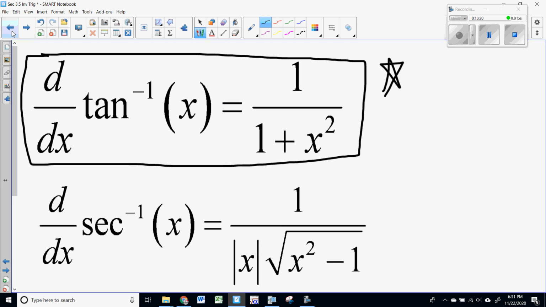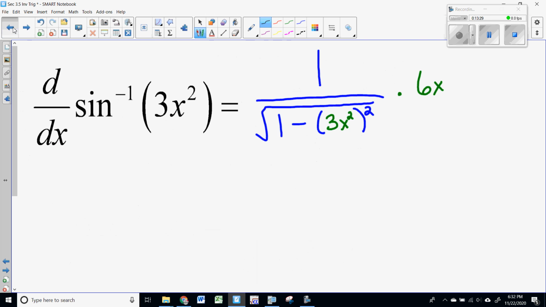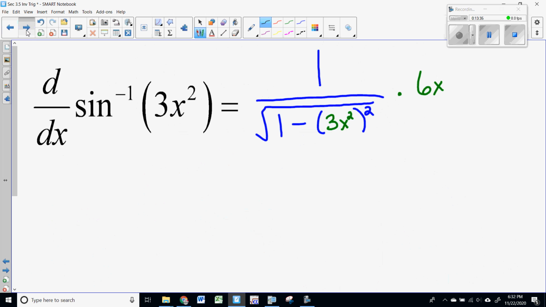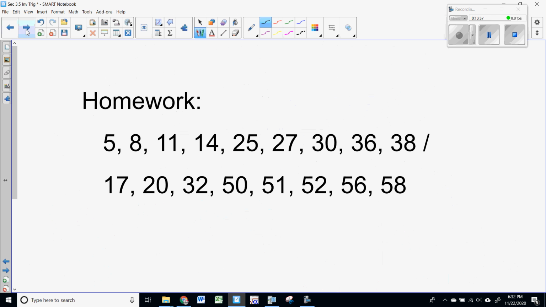So the ones that we have to remember, once again, is inverse tangent, 1 over 1 plus x squared. Similar kind of proof as the derivative of inverse sine, 1 over the square root of 1 minus x squared. All right, that is section 3.5.